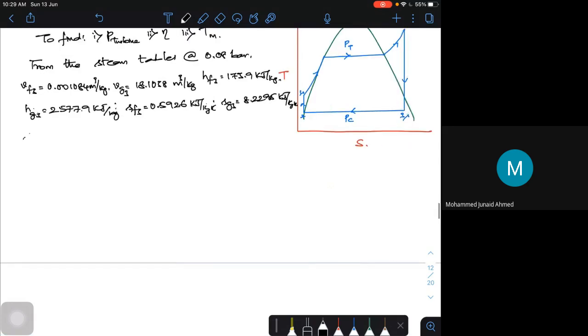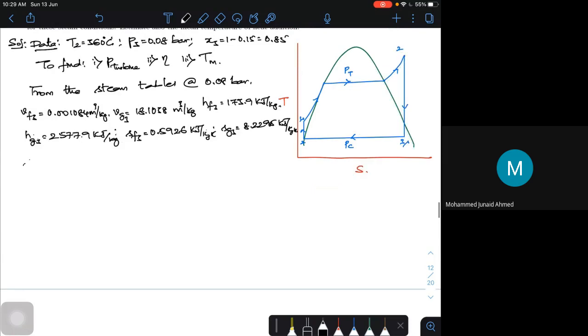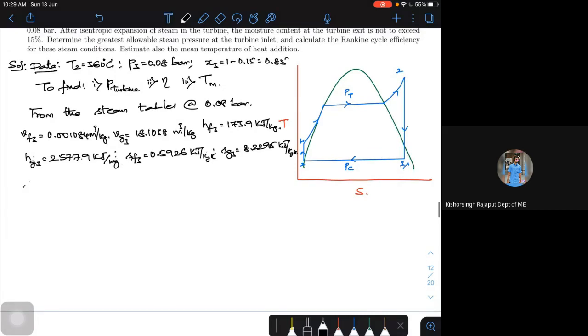Excuse me, sir. Yes, tell me. Sir, actually T2 is given now. Then why are we not taking the values from T2? I will come to that. T2 is for the turbine, so we will go to superheated tables. That's the next step. First, let us calculate the enthalpy and entropy at 3.